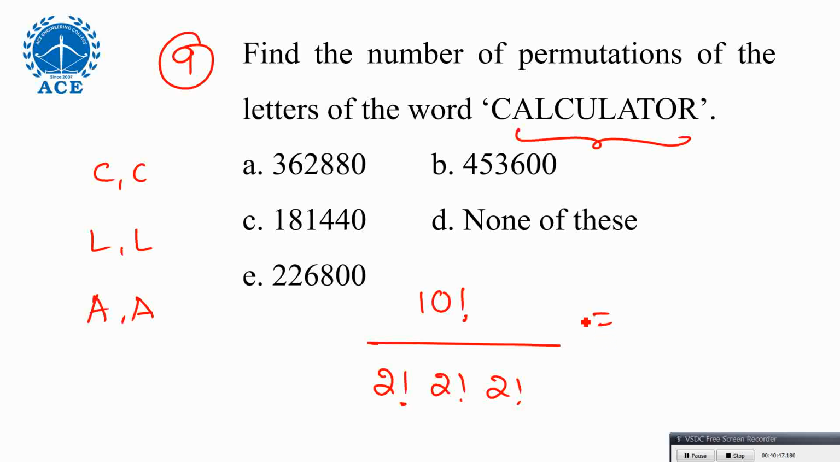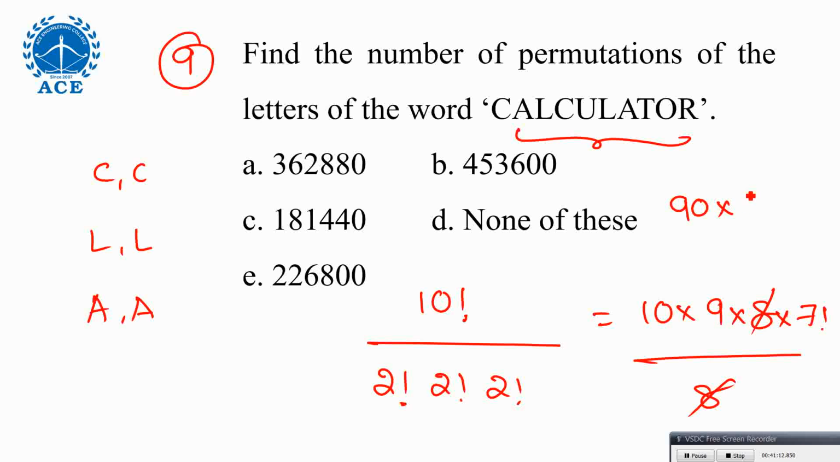Then this calculation: 8 factorial is 40,320. So I know 10 into 9 into 8 factorial. 7 factorial is 5,040. 8 factorial is 40,320. Divide by 2 into 2 into 2, which is nothing but 8. I can write this as 8 into 7 factorial. Divide by 8, 8 and 8 cancel. 90 into 7 factorial is actually 5040. So I can go with option B.